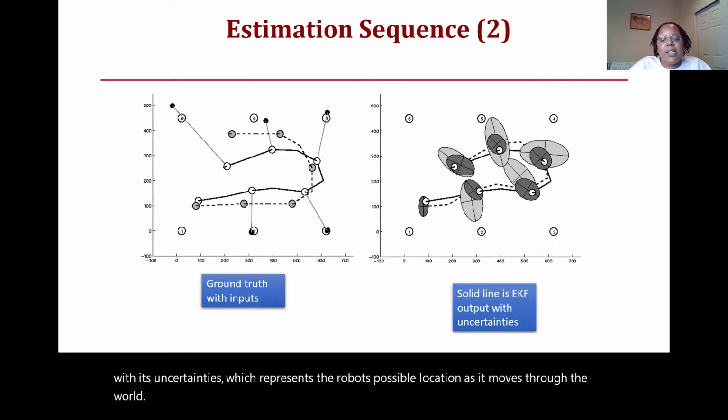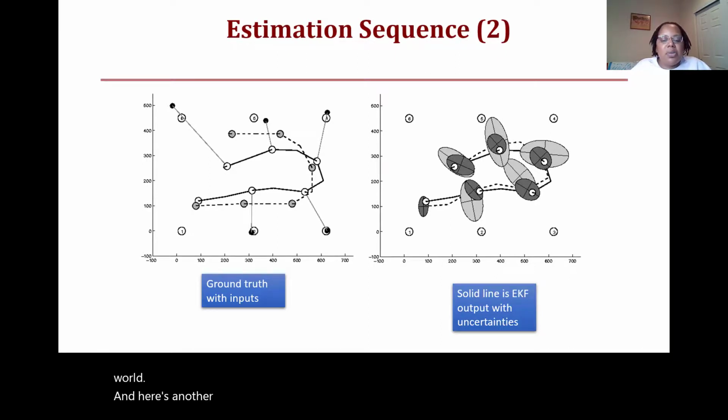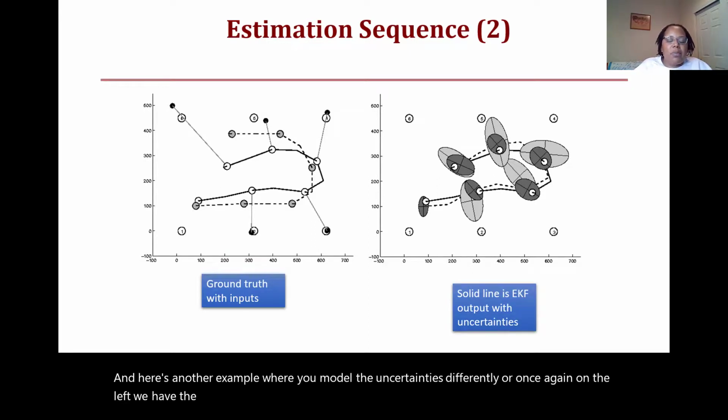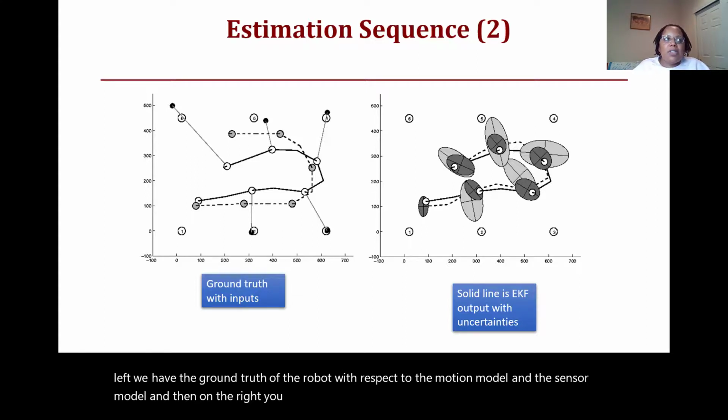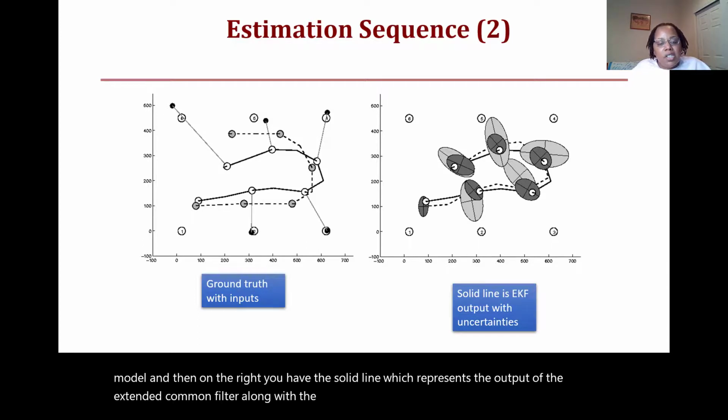And here's another example where you model the uncertainties differently, where once again on the left we have the ground truth of the robot with respect to the motion model and the sensor model. And then on the right, you have the solid line, which represents the output of the extended Kalman filter, along with the certainty or uncertainty that the robot is at each of those locations.